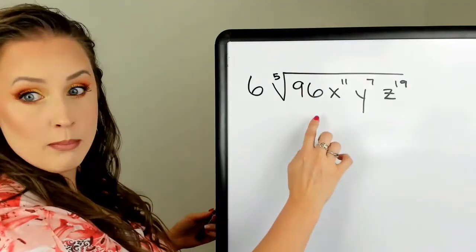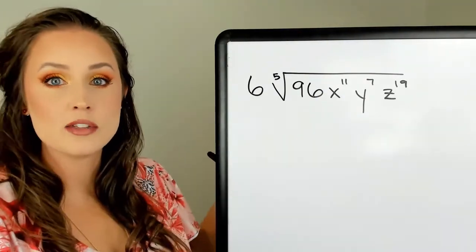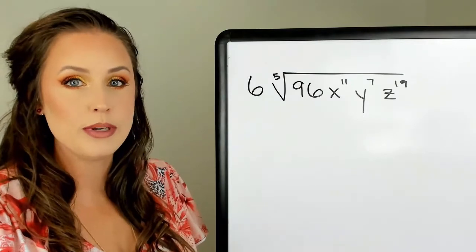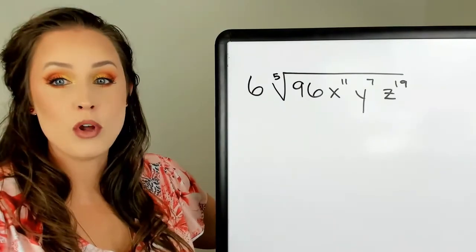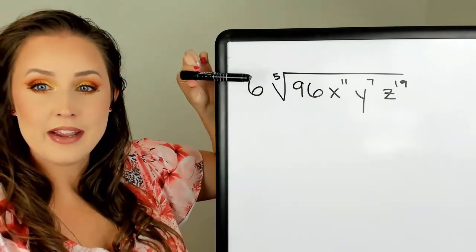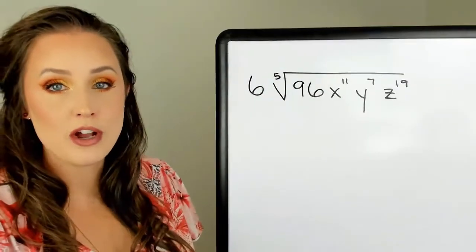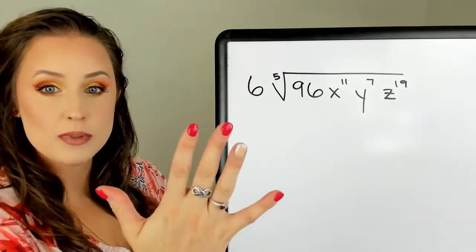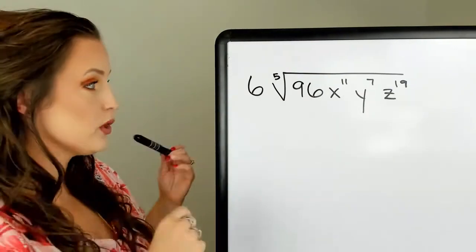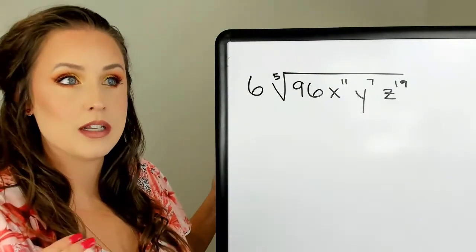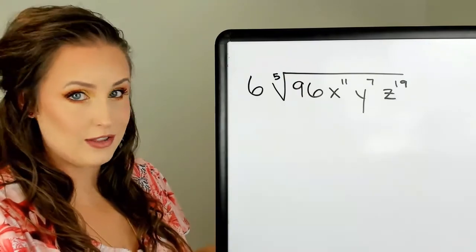Now I also have a number and 3 variables, but again, as long as there's no plus or minus, then you can just root each piece individually, no harm, no foul. Now since this is a 5th root, we are looking for groups of 5. Whether you're talking about numbers or letters, groups of 5 are going to leave the root because the 5th root of anything to the 5th is just that thing.